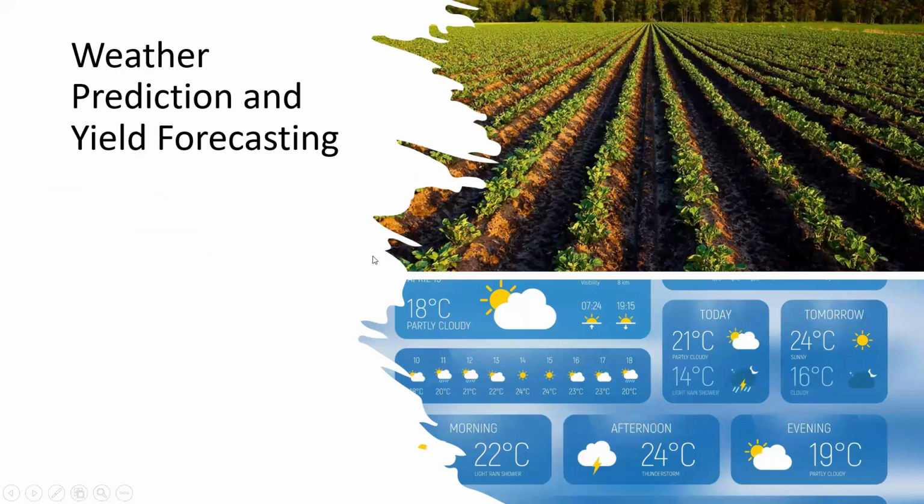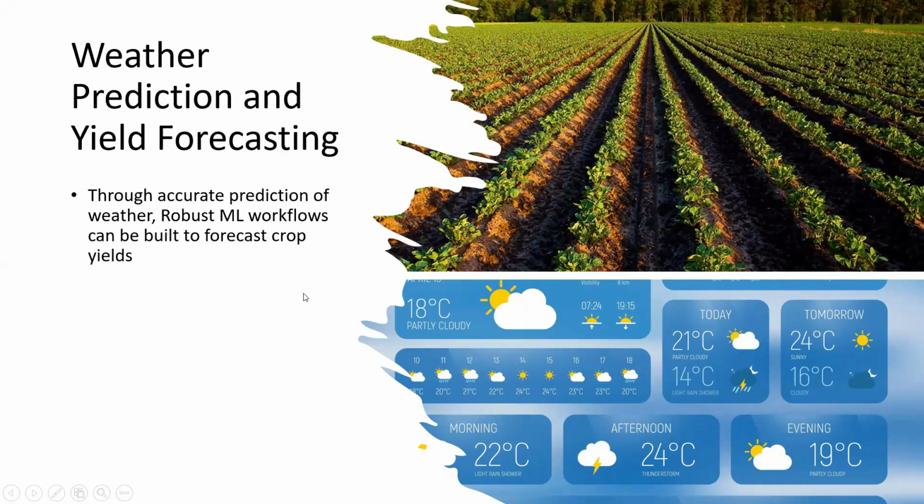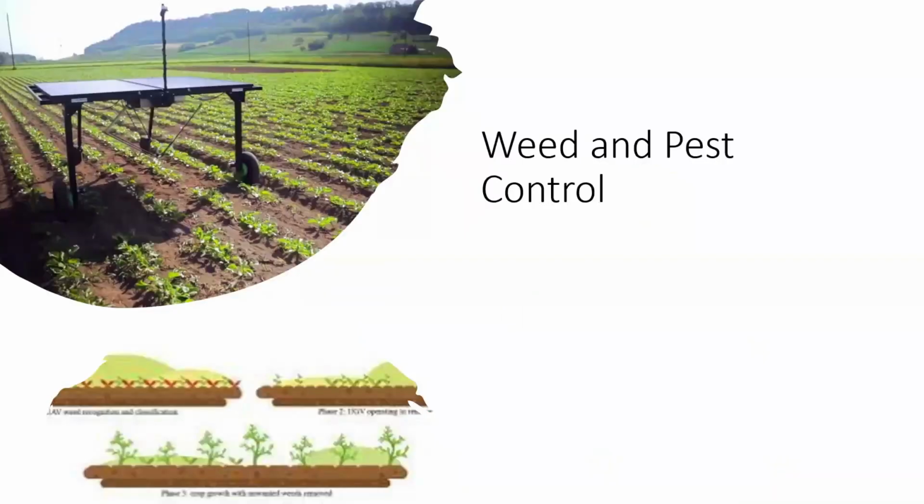We have also what we call weather prediction and yield forecasting. So monitoring the weather condition is very important because this will definitely have impact on the crop production finally. So we said through accurate prediction of weather, robust machine learning workflows can be built to forecast crop yields, as the case may be. Then we have the weed and pest control.